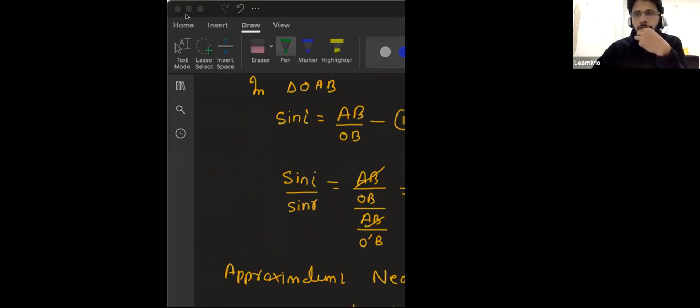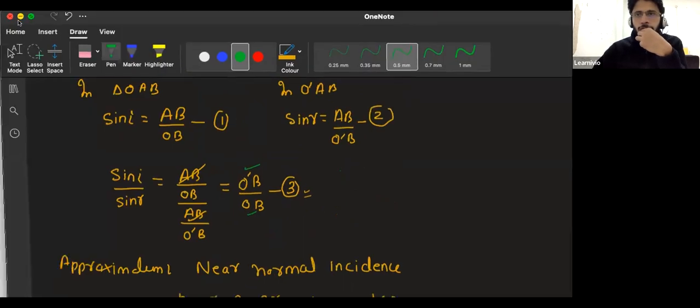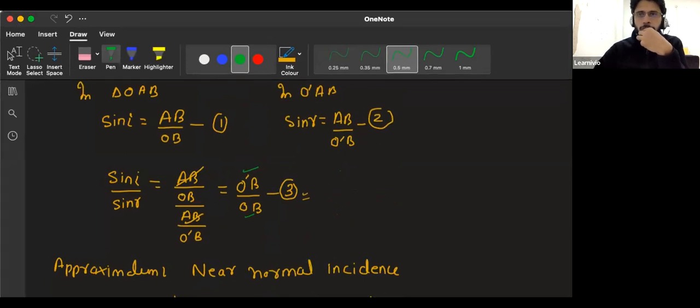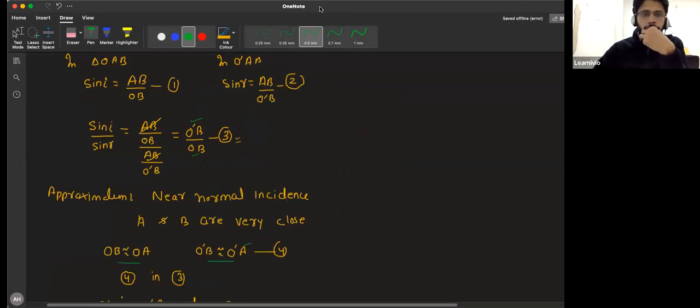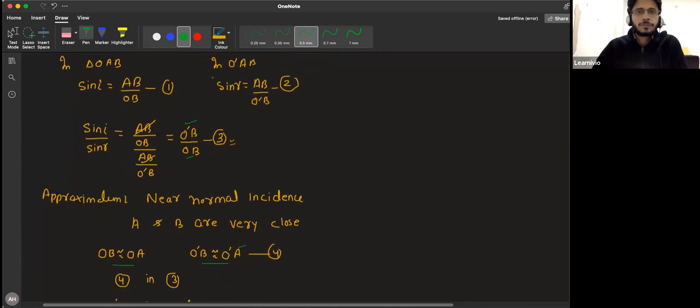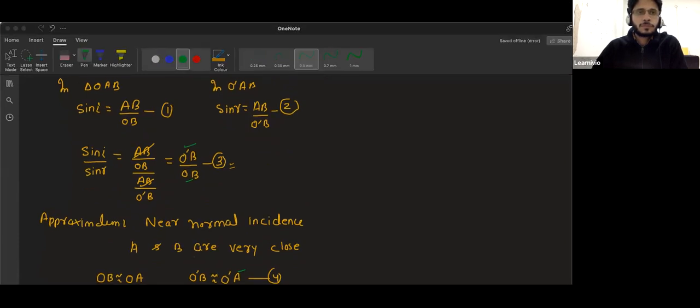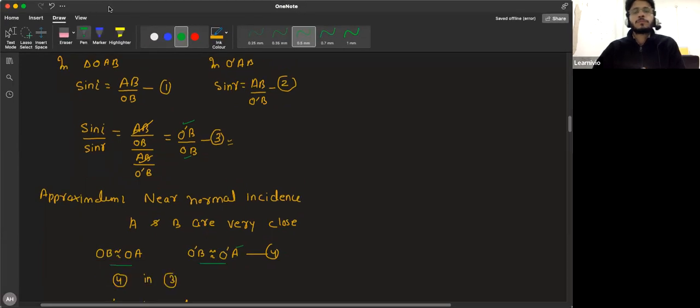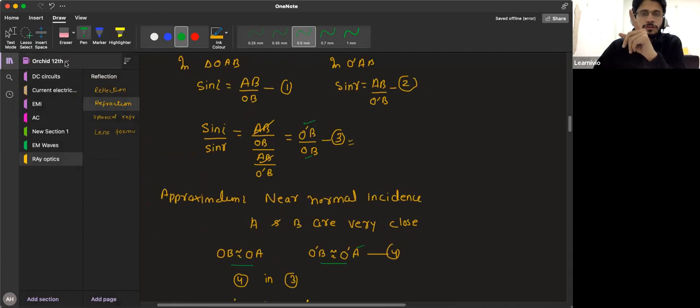It's not visible completely. Just 1 second. Just 1 second. So the small derivation to relate the apparent depth and the real depth. Just 1 second. Just okay.